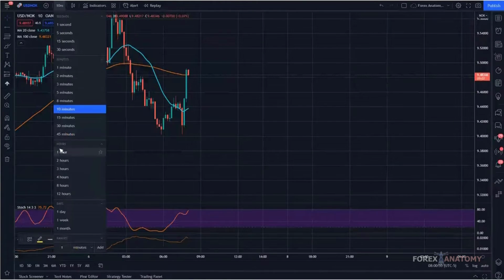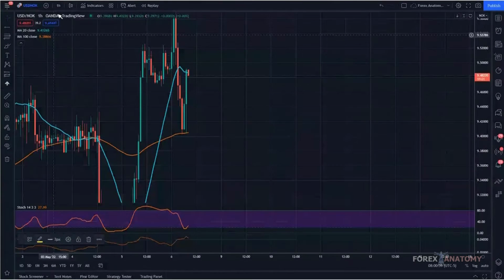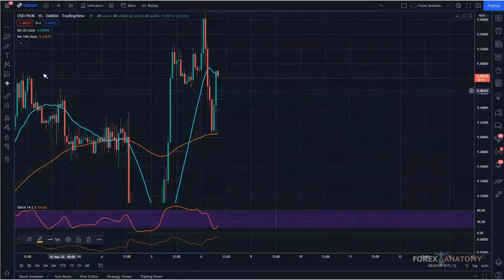Okay, so going back to the 1 hour, we see this pullback right here. Then there's a few things we want to see. For starters, we want to see whether or not there's a 3-wave pullback. We want to see a 3-wave pullback before we enter a sell order. We know price is hitting structure. Look left, structure leaves clues.